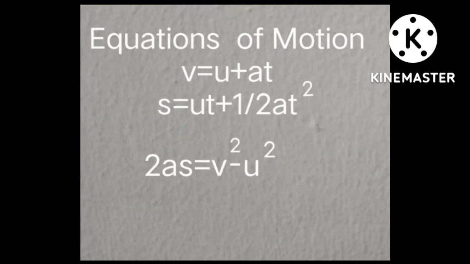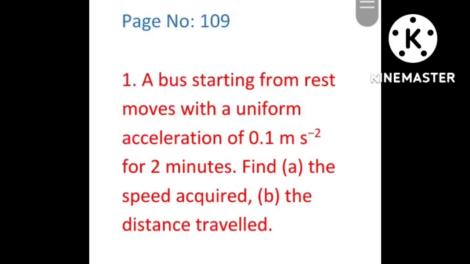If you keep these things in mind whenever you are doing numericals, it will be very easy to solve them. Now we can move to the first question. Page number 109. A bus starting from rest moves with a uniform acceleration of 0.1 meter per second square for 2 minutes. Find the speed acquired and the distance traveled.